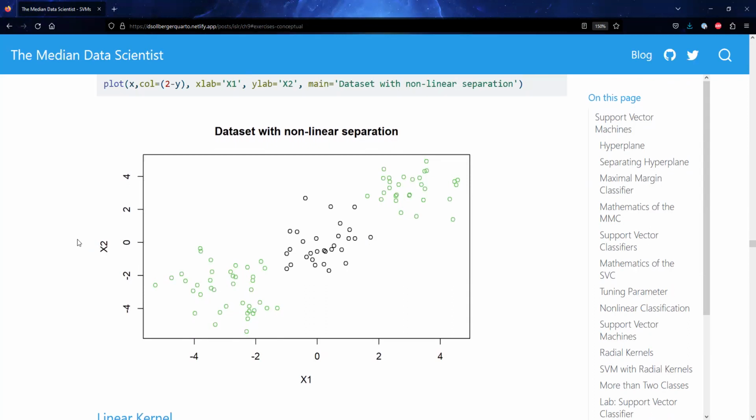We could quickly observe that the separating hyperplane, the linear decision boundary, would not completely classify the data here. Hence, we have a non-linear situation.